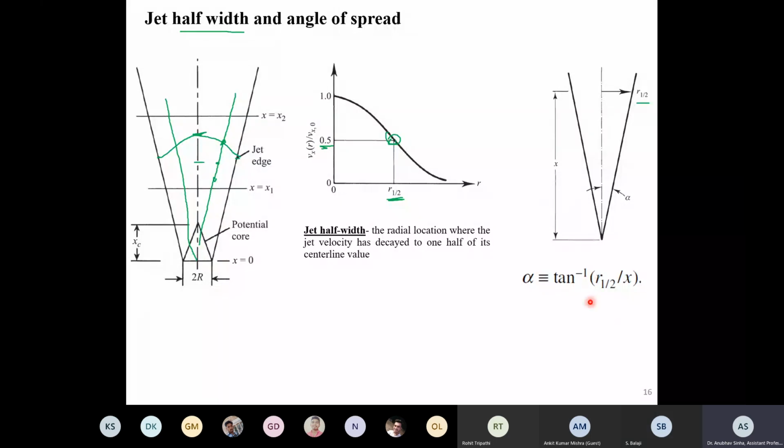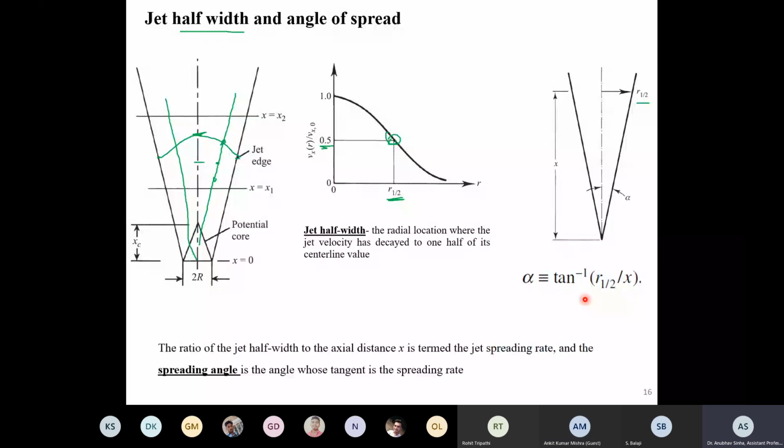So this alpha is called the spreading angle. This is how we define it: the ratio of jet half width and axial distance. This is used for measuring jet spread, how fast the jet is spreading. The spreading angle is obtained by using tangent. So these are some general parameters which are used to characterize how your jet spreads. Nothing very complicated here.